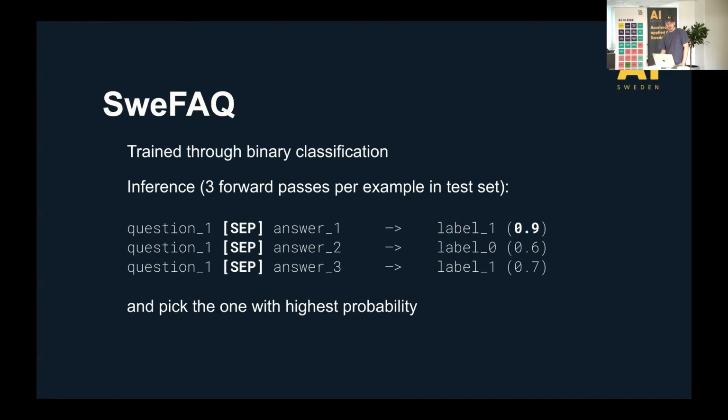And in the case where it's predicting label 0 for all of the cases, we take the one with the lowest probability and say that is the correct answer. Though that does not happen so much, but that's how we solve this problem.